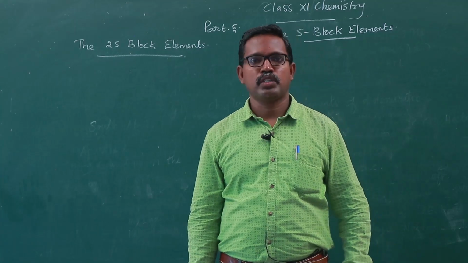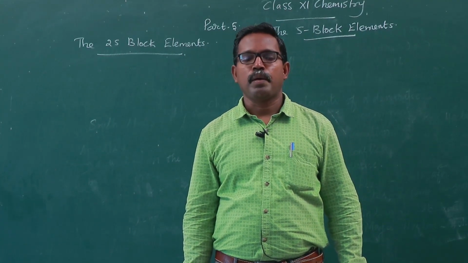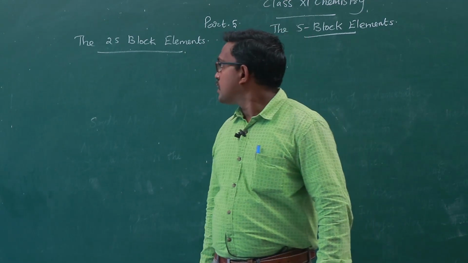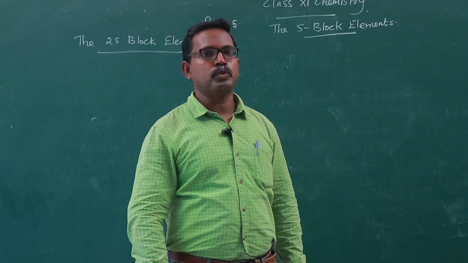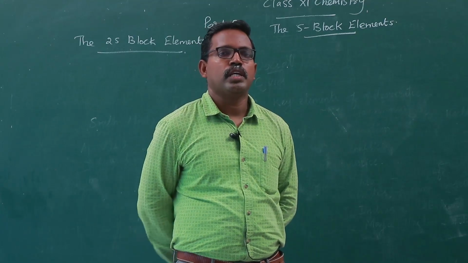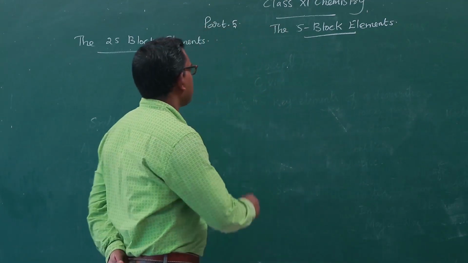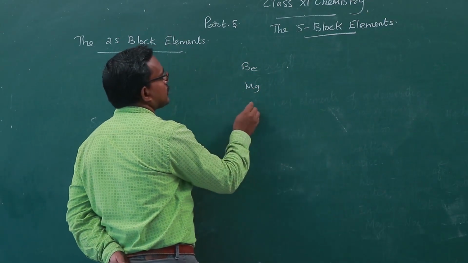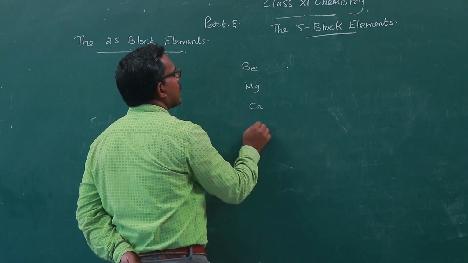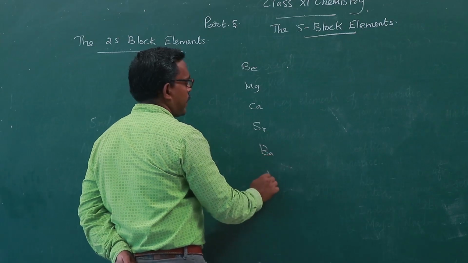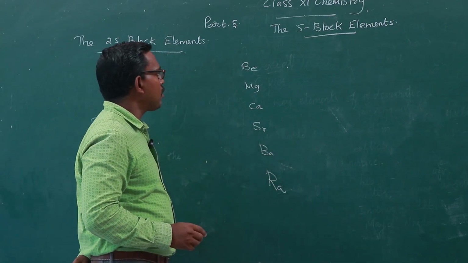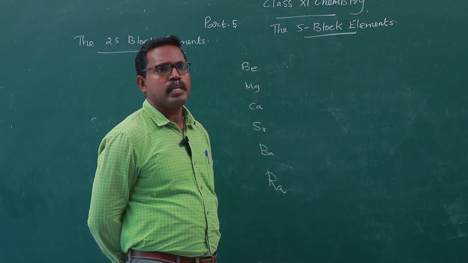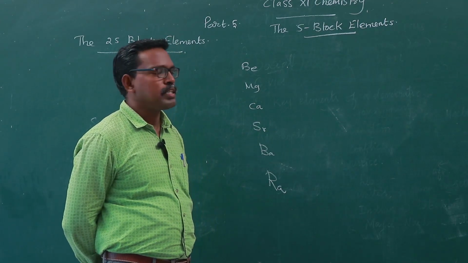Today we are going to discuss the general characteristic properties, chemical properties and physical properties of 2s block elements. First of all, the general characteristic properties of 2s block elements. So we know that the elements beryllium, magnesium, calcium, strontium and barium are present in 2s block elements. Beryllium, magnesium, calcium, strontium, barium and radium are the elements said to be alkaline earth metals. So what are the general characteristics of these alkaline earth metals?